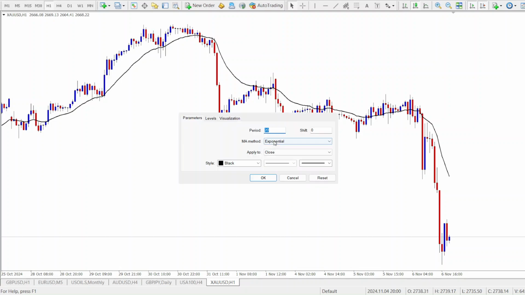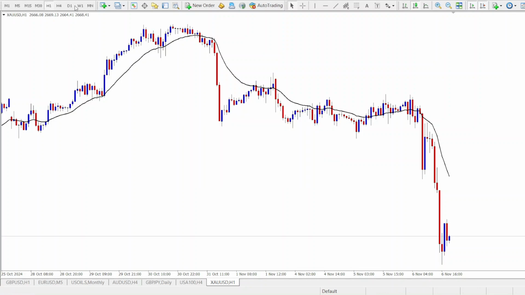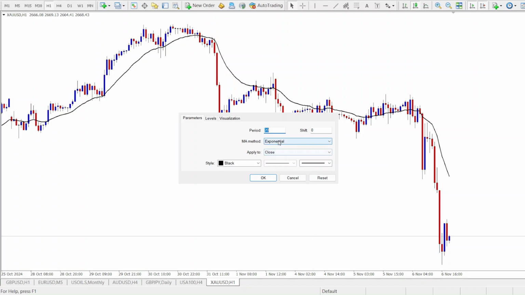We can see them here. This is the MetaTrader 4 platform. So if you want to see the particular moving average, you can go to insert, go to indicators, go to moving average, and then under MA method you can select either simple or exponential or smooth or linear weighted. So simple and exponential are the two most common types.